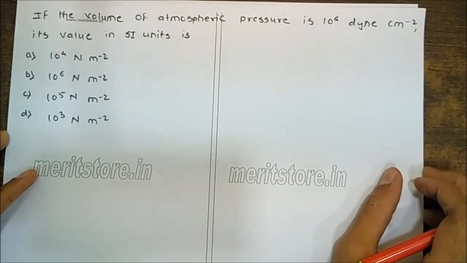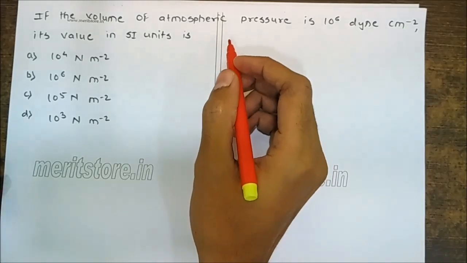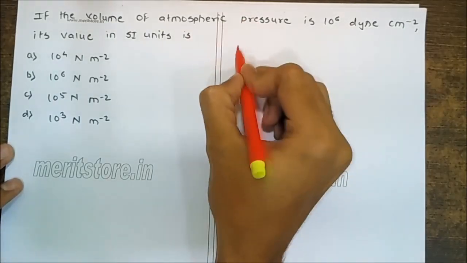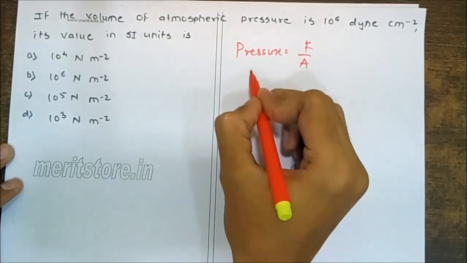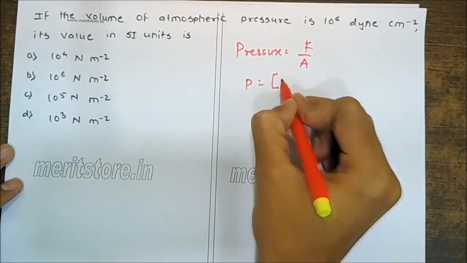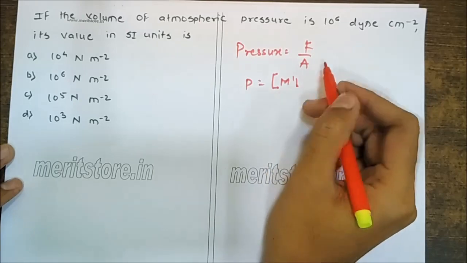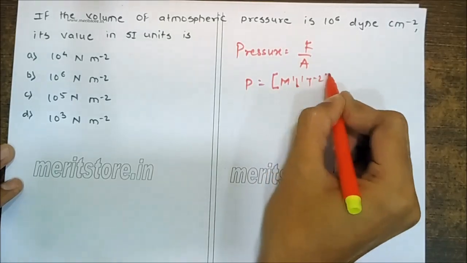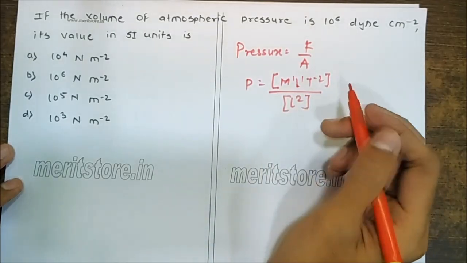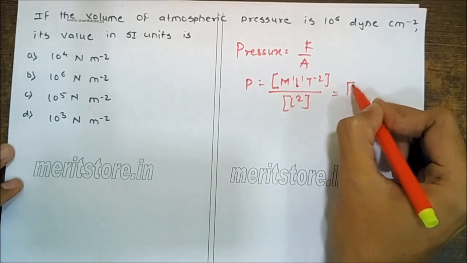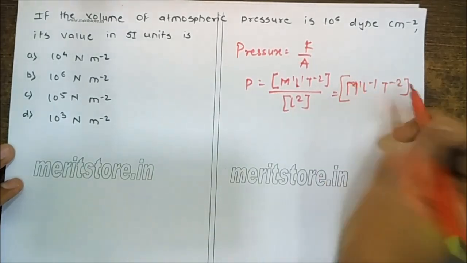The value of atmospheric pressure is 10 raised to 6 dynes per centimeter square; what is its value in SI unit? So we need to find the atmospheric pressure, which will be equal to force upon area. The dimensions of pressure will be equal to force, that is M1 L1 T raised to minus 2, upon area, that is L2. So what we get is M1 L minus 1 T raised to minus 2.